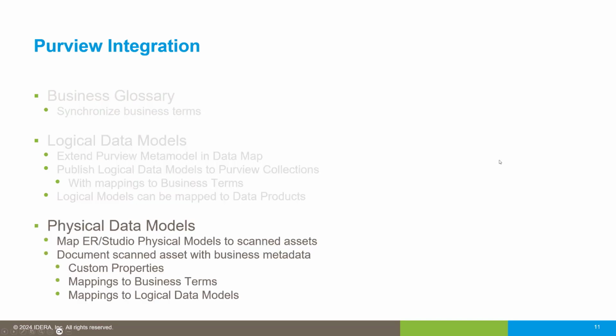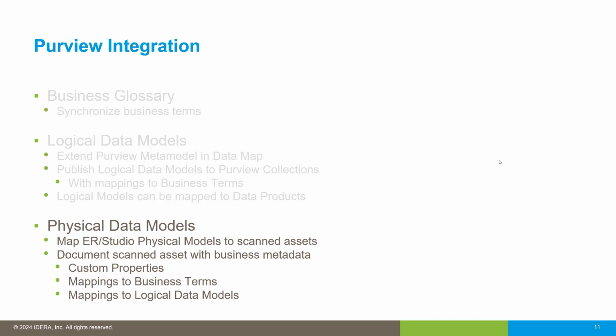So next we're going to look at physical data models. With physical data models, Purview is going to be the system of record. So you can set it up to scan data assets as a one-off or on a regular basis. So it's always got the up-to-date view of the data assets.